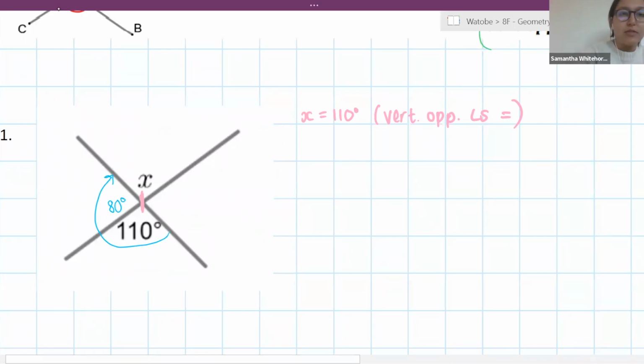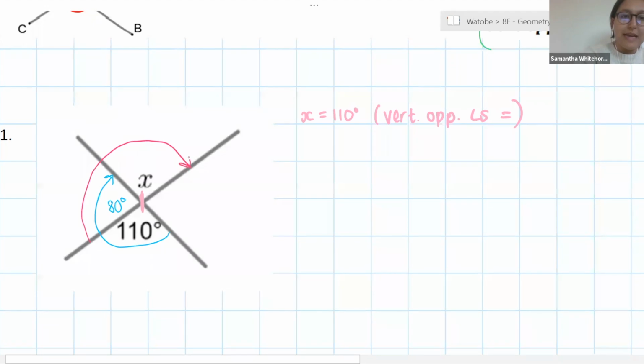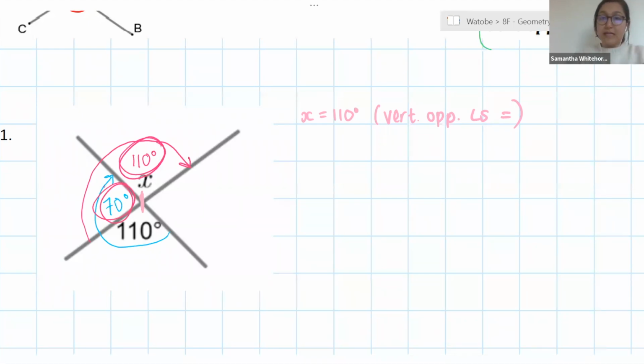If I then use angles on a straight line again with the 80 that I've just found in the x, well, x has also, guys, my maths tonight has really taken a hit. It should be 70 because 70 plus 110 is 180. And if I then use angles on a straight line again, x has to be equal to 110 because 110 plus 70 gives me 180. So even if you just kept doing angles on a straight line all the way around, you would get 110.